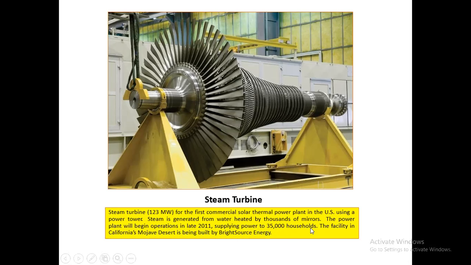35,000 households. That means this turbine supplies electricity to 35,000 homes in 2011. The facility in California's Mojave Desert is being built by BrightSource Energy, and we all know that the United States of America is the main country which produces electricity in the largest quantity in the world.